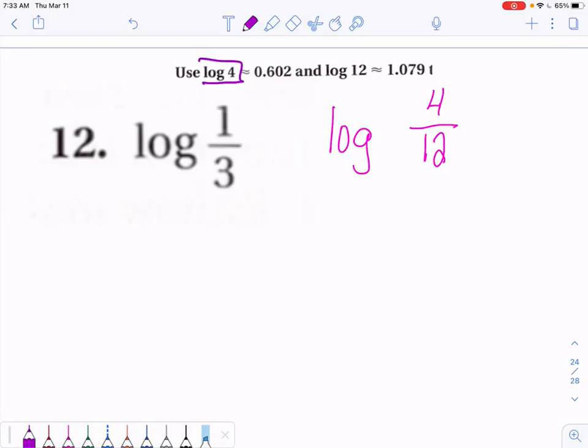Yeah, it uses these two numbers. So that's the goal. You're trying to use the two numbers that are given. So 1/3, a 1 and a 3, a log of 1 and a log of 3 are not given. However, you can change that and write it as 4/12. Now, how do you actually evaluate this? So now I have the log of 4/12. But what do you still have to do with this problem to evaluate it?